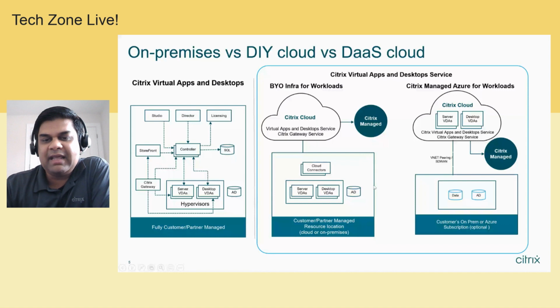So by adding Citrix managed Azure, the model becomes something like the third column here, where even the VDAs are now managed by Citrix. We still allow you the flexibility to bring your own image and your own applications. What we are providing is a managed infrastructure that Citrix manages on your behalf, and you bring your own image, and we will use MCS to provision however many desktops you need.